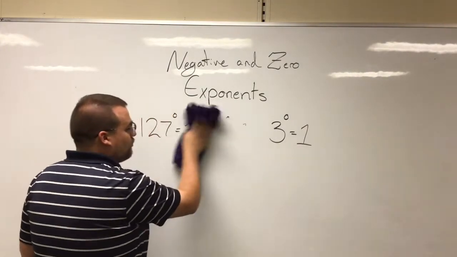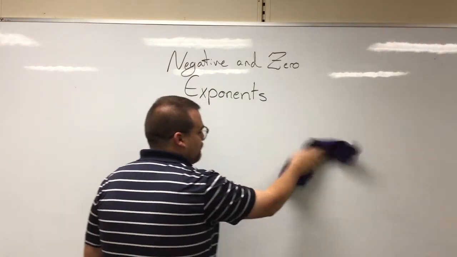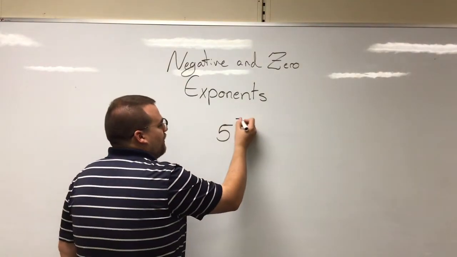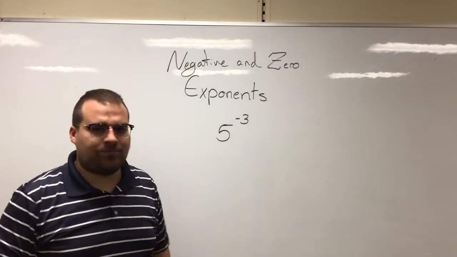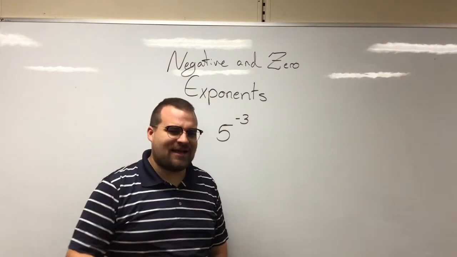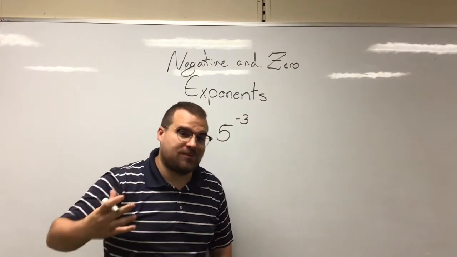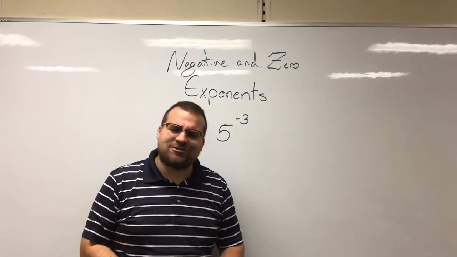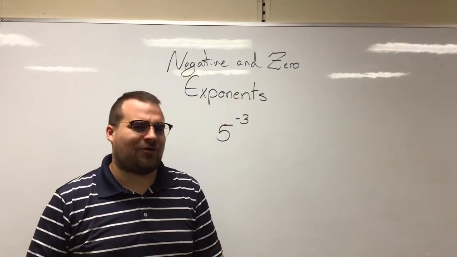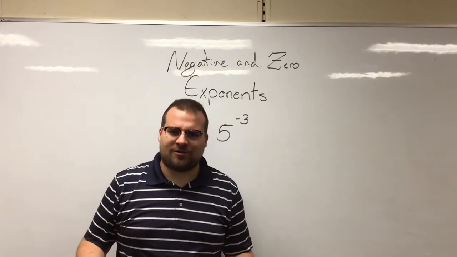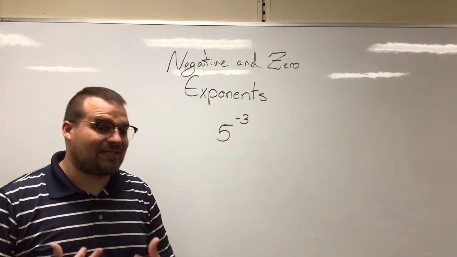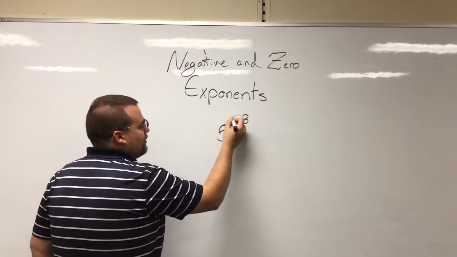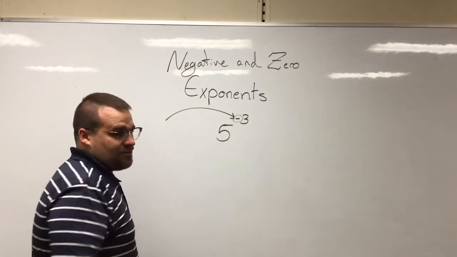Let's talk about the more complex one, and that's negative exponents. So let's say we have something like 5 to the negative 3rd power. How would that work? How do you have a negative exponent? We've talked about exponents being the number of times the base multiplies itself, right? How does that base multiply itself negative times? It's so weird.